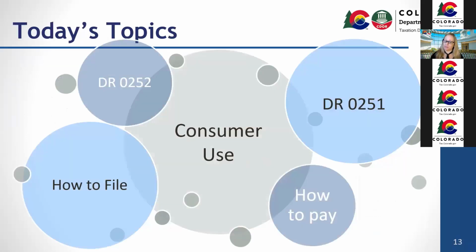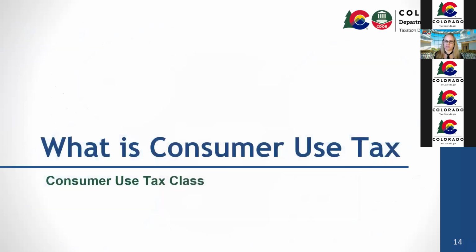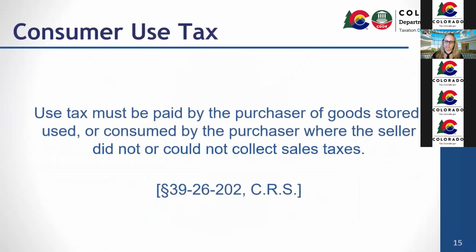The topics that we will be covering today in detail include use tax, the forms DR 0252 and DR 0251, and also how to file and pay. First, let's talk about what consumer use tax is. Use tax must be paid by the purchaser of goods stored, used, or consumed by the purchaser where the seller did not or could not collect sales tax.